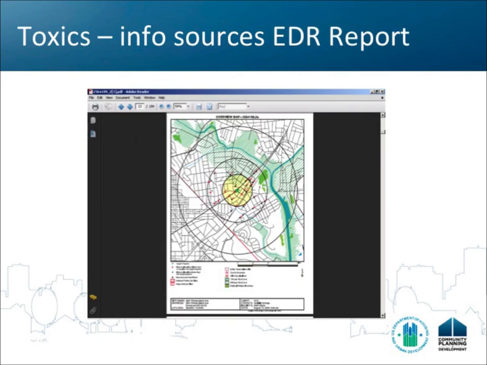Another option is an EDR, which is Environmental Data Resources, and they have, I would say, more robust environmental capabilities, but again, it's another environmental option.